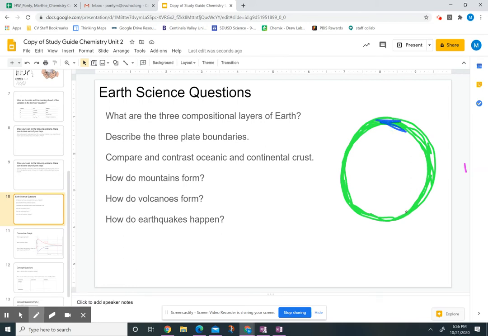So we're going to talk about that real quick, and we're going to make sure that we label those in there. I'm just drawing a random ocean. So this will be oceanic crust. And then we have continental crust.